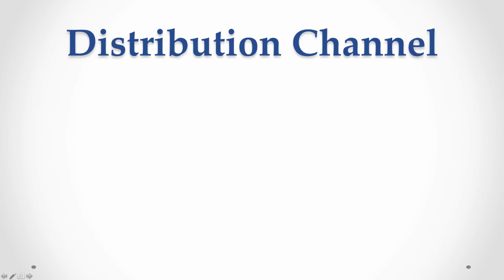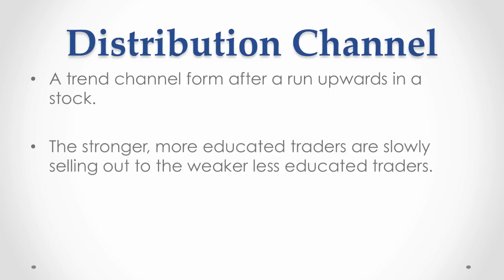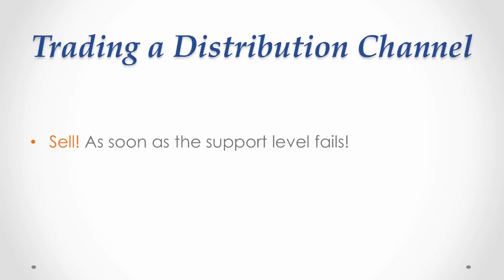Okay. So a distribution channel is a trend channel formed after a run upwards in the stock. If an accumulation channel is at the lower price range, then a distribution channel is at the upper price range. The stronger, more educated traders are slowly selling out to the weaker, less educated traders. Over here, they start to sell out their stock. They have made enough, but they now want to sell it to the latecomers.